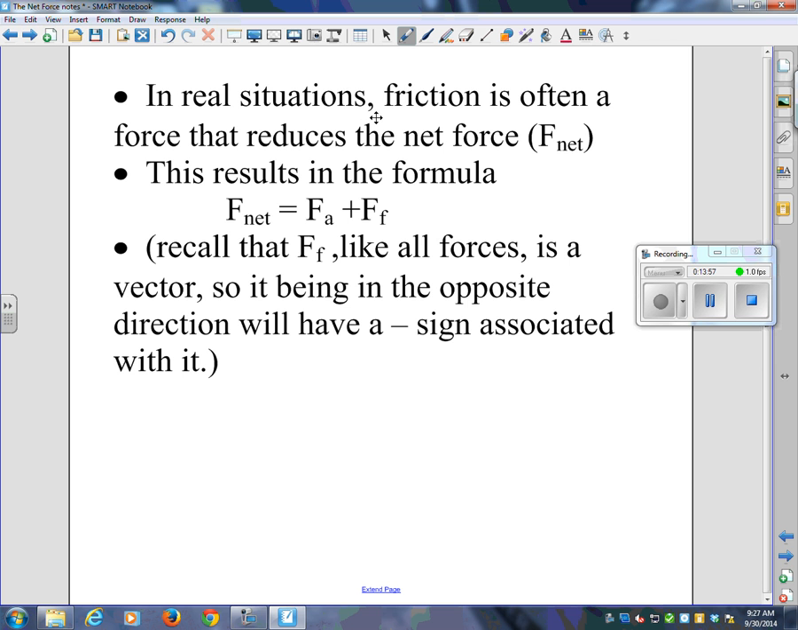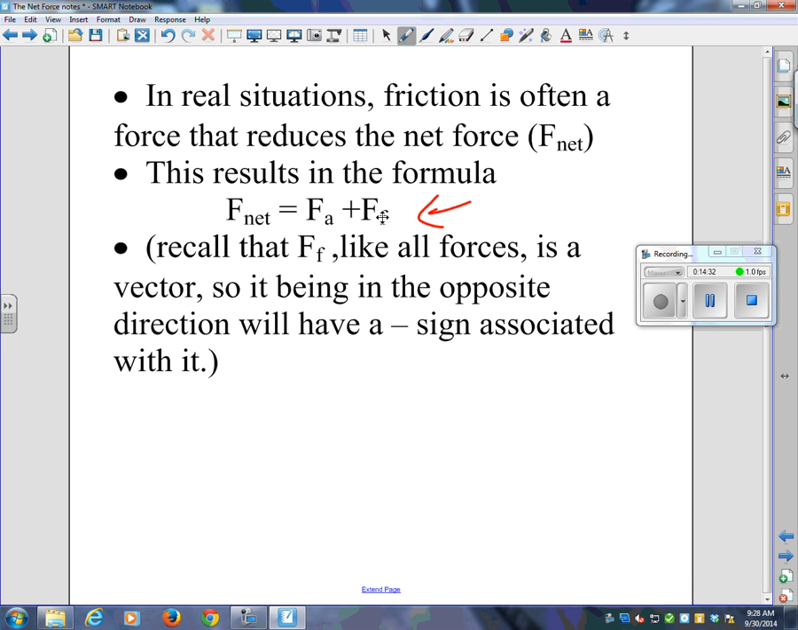In real situations, friction is often a force that reduces the net force. This results in the formula F net is equal to FA plus FF. Hold on there, Mr. Bennett. Shouldn't we be subtracting the friction force? The friction force is negative. And this sign here, even though it looks like plus, it's really vector FA, vector addition FF. Does that make sense? Not regular addition, vector addition.